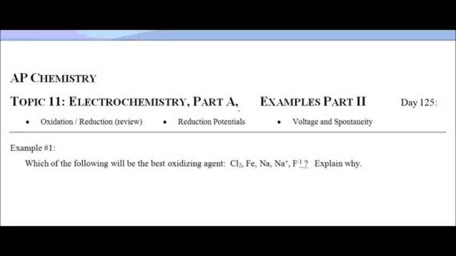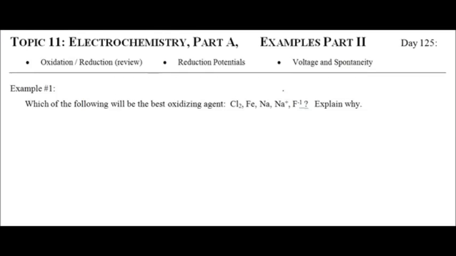Example number 1, which of the following would be the best oxidizing agent? From our choices we have chlorine, Cl2, iron metal, no charge, sodium, no charge, sodium ions with a +1 charge, and fluoride ions with a -1 charge. The question also wants us to explain why this would be the best oxidizing agent. Hopefully we remember what oxidizing agents are and what they're doing. If something is an oxidizing agent, it first must be reduced.